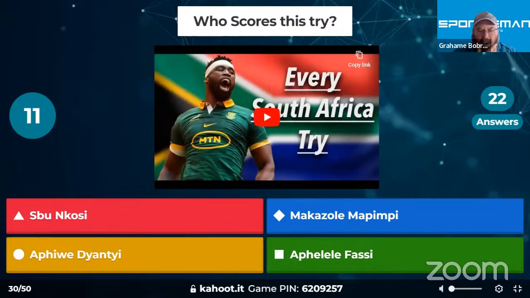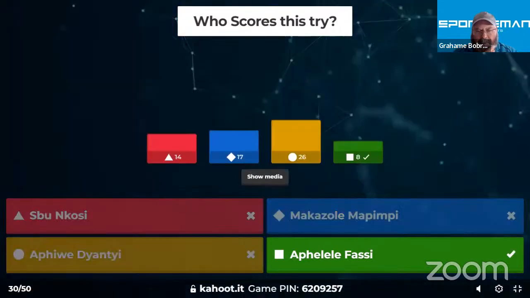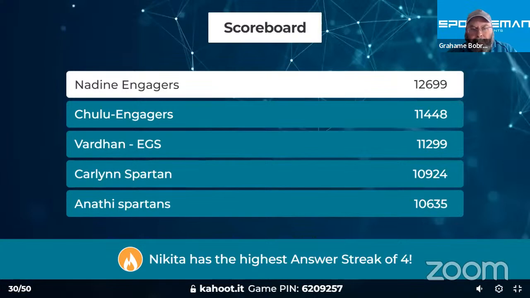Phenomenal try at that. Was it Spoon Kosi, Apiwe Janti, Kazola Mapipi, or Afele Fasi? Afelele Fasi was the correct answer. Everybody went for Janti, but Fasi was our man with a great try, actually. Amazing how blessed we are with wings in the Springboks currently.